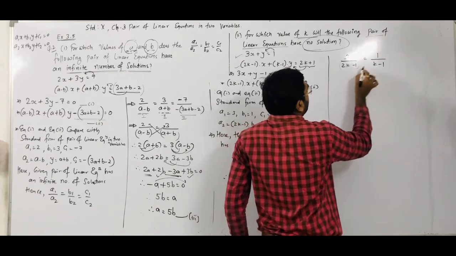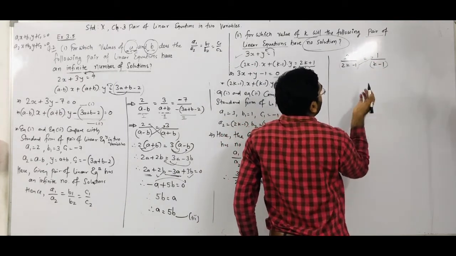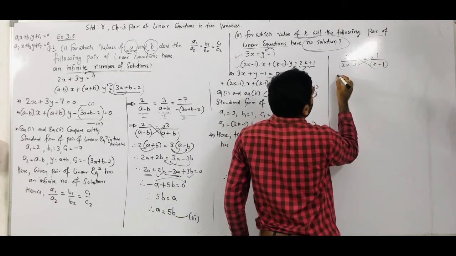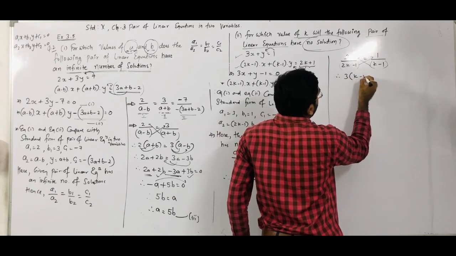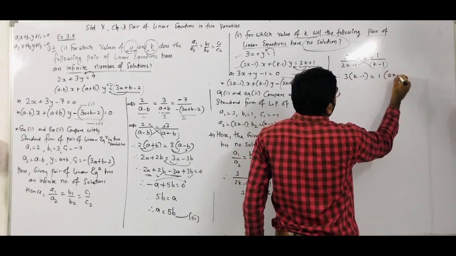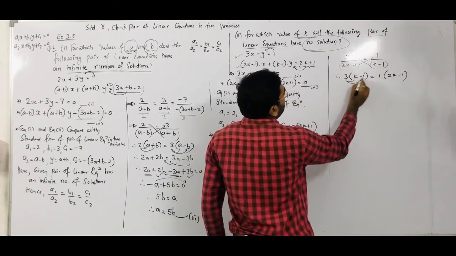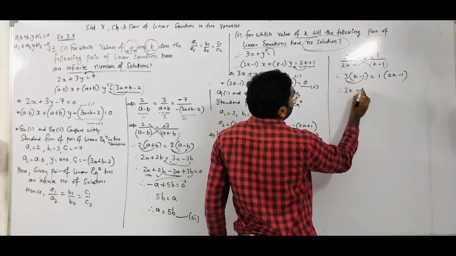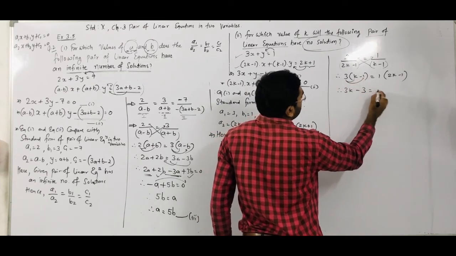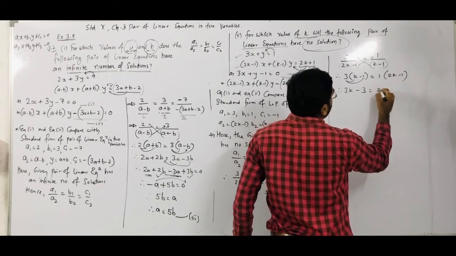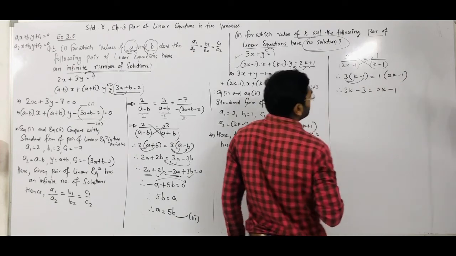Now we take the cross multiplication. 2k minus 1 is multiplied with 1, and k minus 1 is multiplied with 3. So 3 is multiplied inside: 3 into k is 3k, 3 into minus 1 is minus 3. On the other side, 1 into 2k is 2k, and 1 into minus 1 is minus 1.